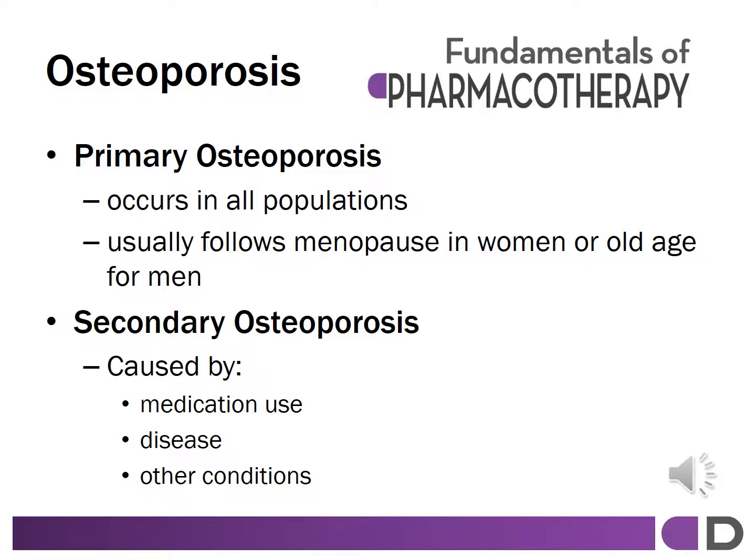Secondary osteoporosis is due to something else, a secondary cause. This is often medications, diseases, or other conditions. Medications can cause calcium to be wasted, so the body doesn't have the necessary building blocks, which can weaken bones. Also, certain diseases such as hyperthyroidism, or conditions that cause malabsorption, so the body isn't absorbing calcium or other essentials for bone health, can also lead to secondary osteoporosis.